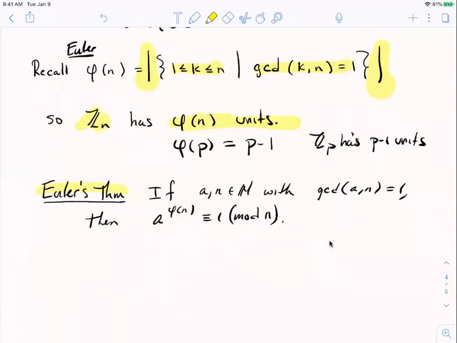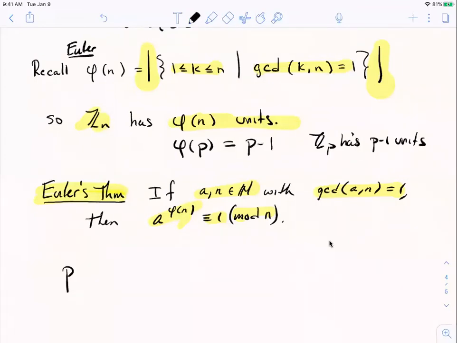If you're a number theory student, you've seen this before. If not, it's maybe your first time. But if you take two positive integers a and n, and a doesn't actually have to be positive, but that's okay. You take two positive integers and they're relatively prime. Then if you raise a to the phi of n, you'll always get 1 congruent mod n.